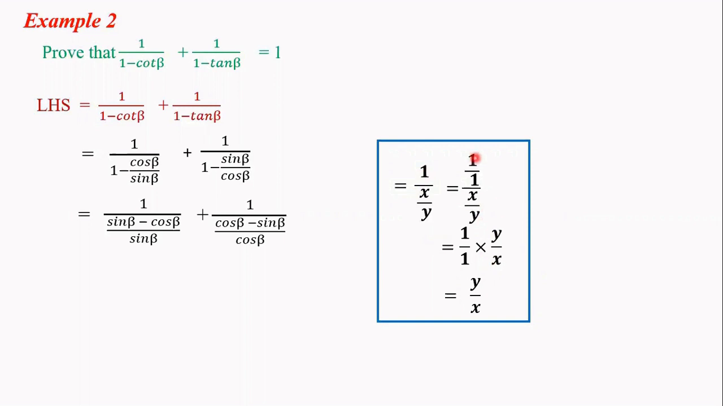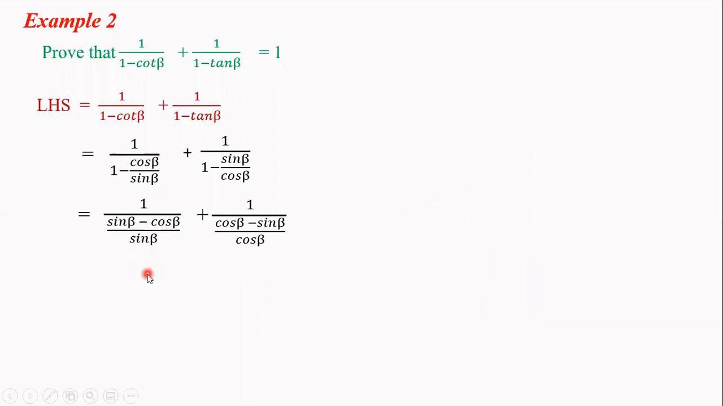The same simplification we are going to do in this line also. Here, 1 by x by y, the result is y by x. It seems y goes up to the numerator to multiply. Here also, this sin beta will go up to the numerator to multiply with 1. So its result is sin beta divided by sin beta minus cos beta. Again, in the second term also, the cos beta will go up to the numerator to multiply with 1, and the denominator is cos beta minus sin beta.